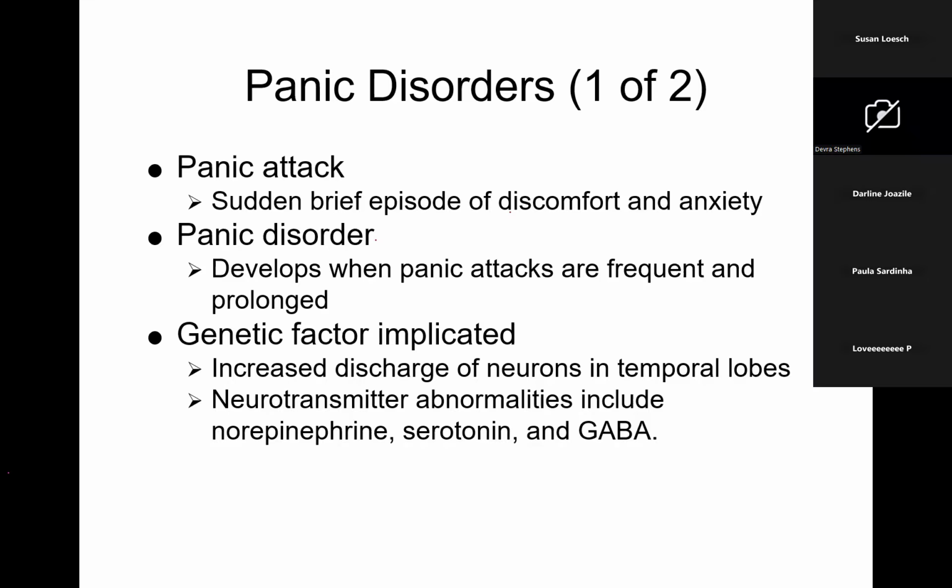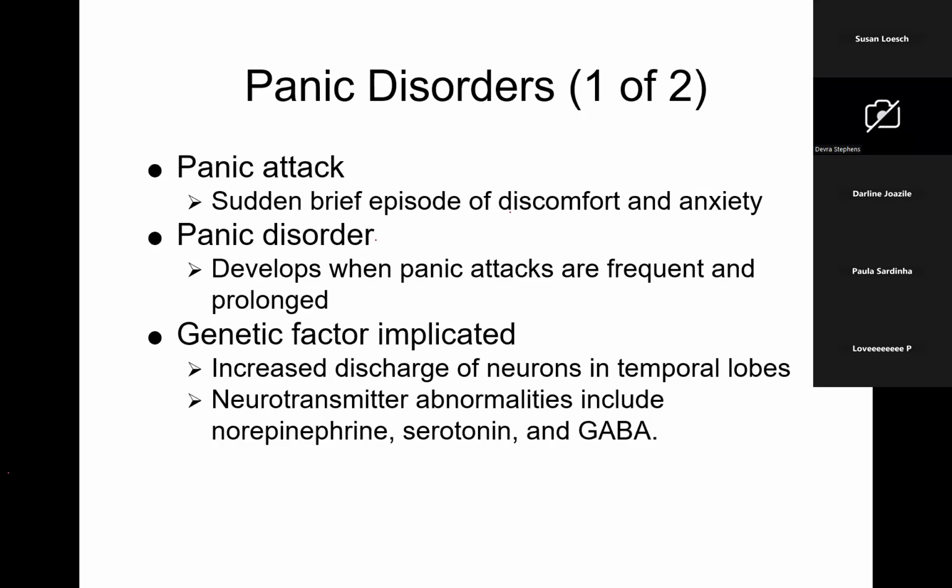Panic disorder develops when these panic attacks occur frequently or are prolonged, and there's usually a genetic factor identified here. An increase in the discharge of neurons can occur in the temporal lobes. There are abnormalities involving neurotransmitters: norepinephrine, serotonin, and GABA. Remember, GABA, I said, is inhibitory.